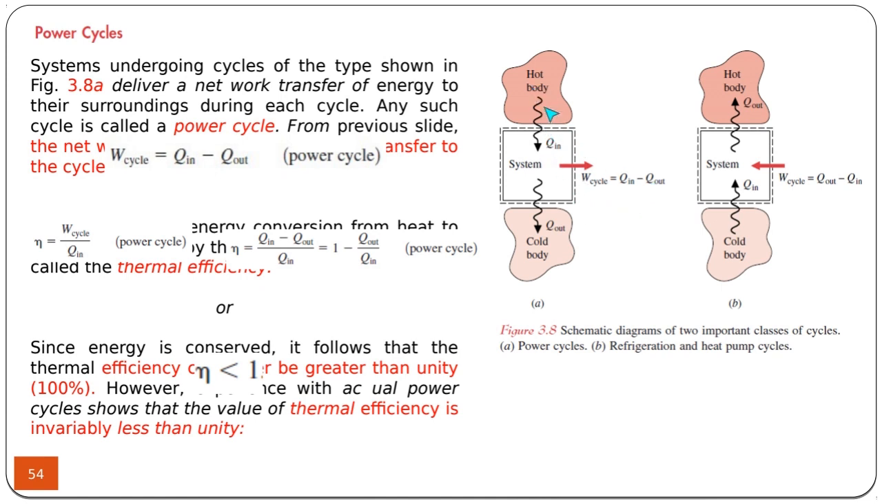And some of the heat must be rejected, otherwise the cycle cannot be completed. This is a power cycle. The second one is a refrigeration cycle. A refrigeration cycle is actually the reverse of a power cycle. So in the case of a power cycle, we obtain work by using two reservoirs, one hot reservoir and one cold reservoir. And as the heat flows from the hot reservoir to the cold reservoir, some of the heat is converted into work.